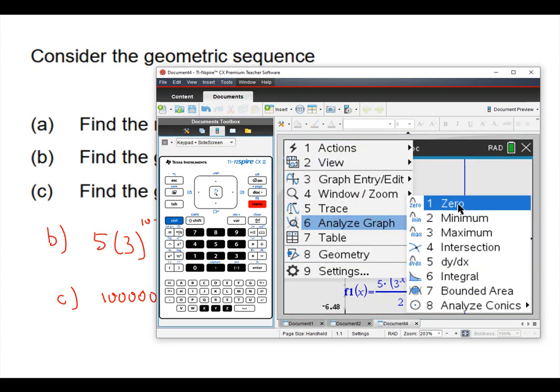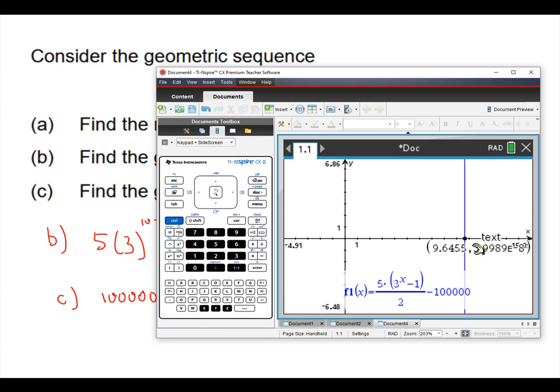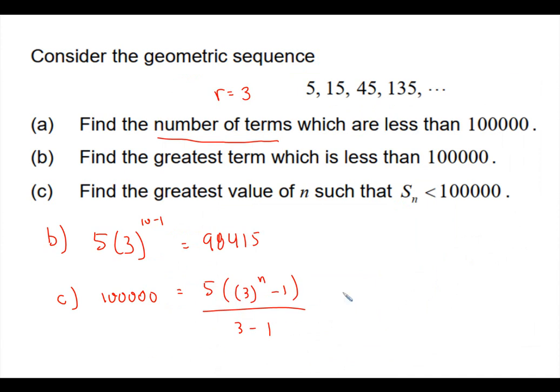So let's analyze the graph. Zero. So we have 9.645. So n is approximately 9.645. Now remember, this is the value that would make it equal 100,000. So if we want to find the greatest value of n such that the sum would be less than 100,000, you know n would be equal to 9, right? And once again, I would always recommend verifying this. So let's actually plug it into our equation right here with n equal 9 to make sure that it's going to be less than 100,000, okay?